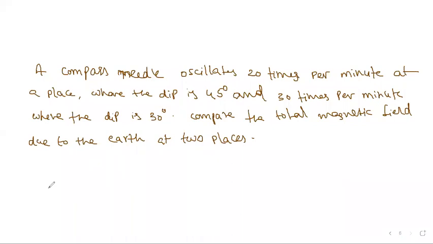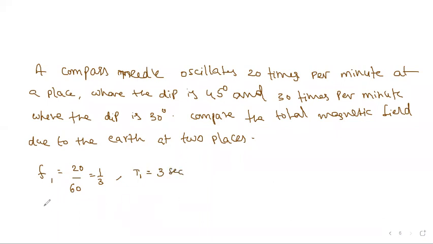The compass needle oscillates 20 times per minute. Number of oscillations per minute is called frequency only. So the frequency in the first case can be taken as 20 times per minute. That means you can write in 60 seconds, so that is 1/3 Hz only. Then what will be the value of time period? Reciprocal to the frequency only. So time period is 3 seconds.